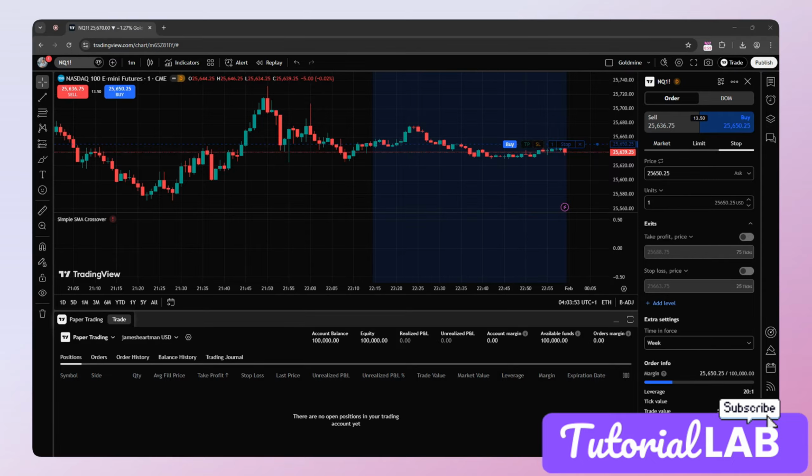Tradingview shows delayed data to free users, which is why we might not see price changes, even though the market is moving. Let's see how we can fix it. There are two main options. Option 1, upgrade our plan.